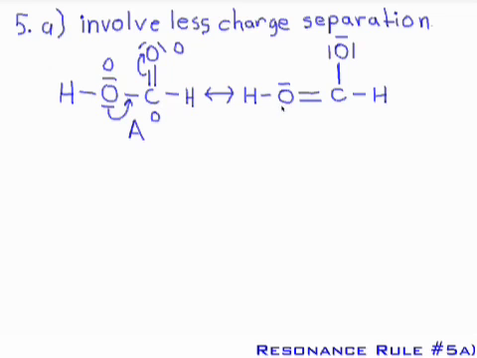Well, if I apply Rule 4 and check if it has filled octets, 2, 4, 6, 8, they all have filled octets. So Rule 4 doesn't help us. A and B are tied with regards to the filled octet rule. But let's do formal charge.